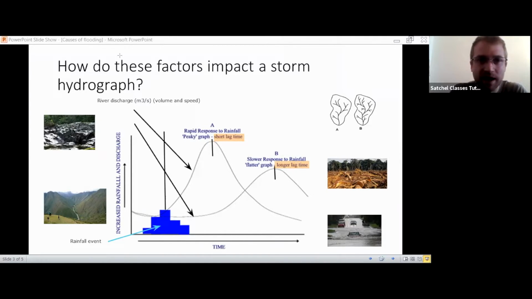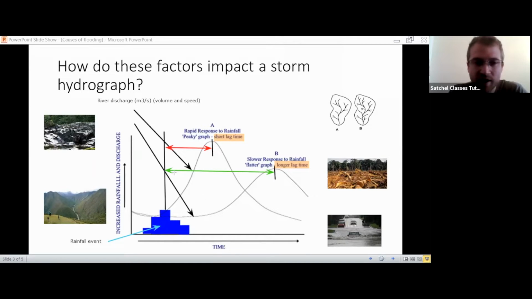So what we mean by lag time is the time it takes for the rainfall to hit the river. One is going to be really short, so we've got a short lag time there, and one has got a much longer lag time. It's taken a lot longer for that river to hit its peak, for that rainfall to get into that river. So therefore we need to think, what is going to lead to these things?